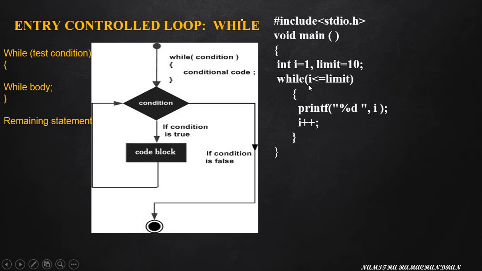Now I is equal to 11. Is 11 less than or equal to 10? If this condition is true... no, this condition now returns a false value. Now we can stop the execution. That means we don't want to transfer the control from this location to inside the loop body, because 11 is not less than or equal to 10.